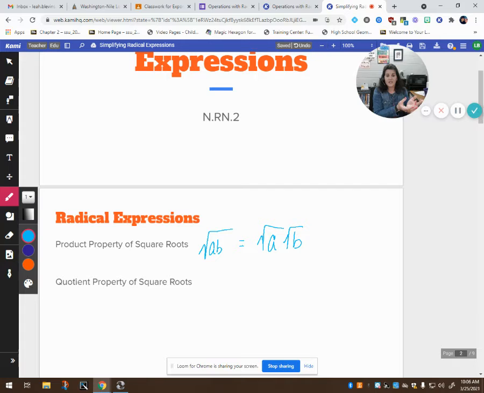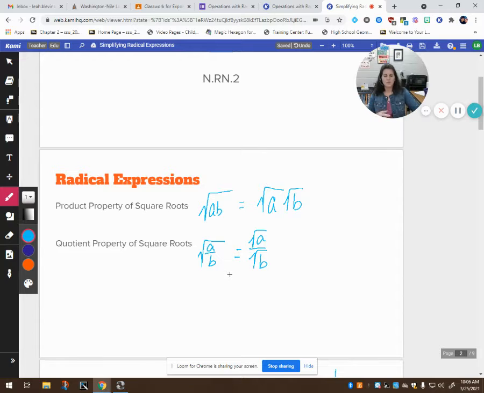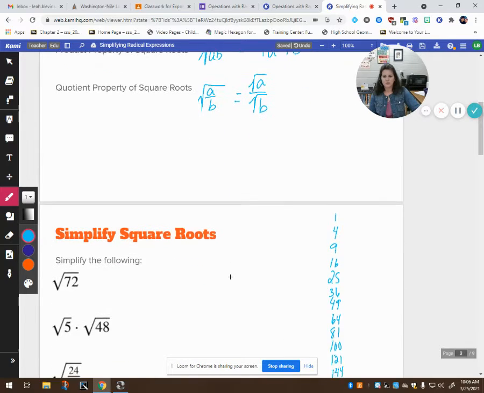If I have the square root of a times b, I can multiply those together and say that's the square root of whatever that product is. Same thing works with the quotient. Remember, quotient is division. If I have the division of a and b, and I'm taking the square root of that, that's nothing more than taking the square root of a and dividing that by the square root of b. We're going to look at some examples here, and you'll understand why this property is handy to know and to use when trying to simplify some of these radical expressions.